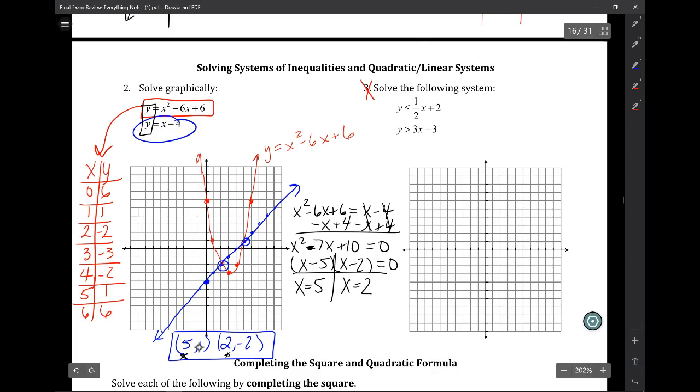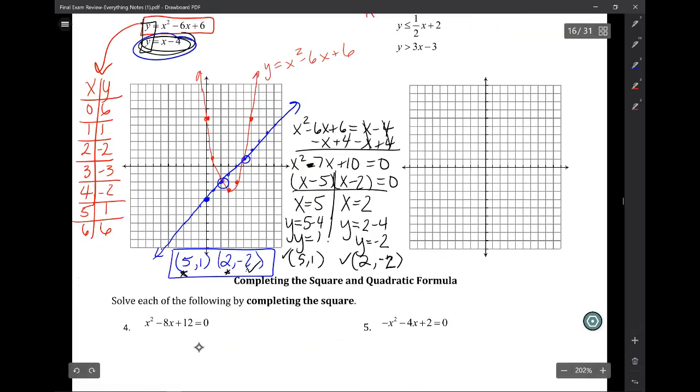That matches perfectly with the x values of the 2 points that I found graphically. Then, to get the corresponding y values, I usually plug it into whatever the easier looking equation is, which in my head would be the bottom one. So the y value would be 5 minus 4. Well, 5 minus 4 is 1, so my coordinate point would be (5, 1), which checks. And the other equation would be y equals 2 minus 4. Well, 2 minus 4 is negative 2, which checks. So my point would be (2, negative 2), and that checks the original equation too. Wonderful. All right.